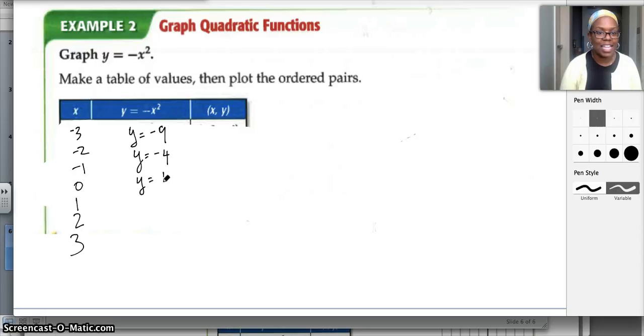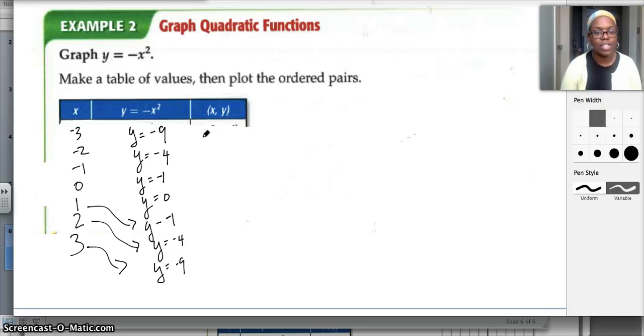Similarly, you can see that that'll give me a negative 1. Here I'm going to get 0, because negative 0 is just 0. When I plug in 1, I square it, I'm going to get 1, but then with that big negative in front, you see that I'm going to get a negative 1. Similarly, these other values are going to be negative 4 and negative 9.